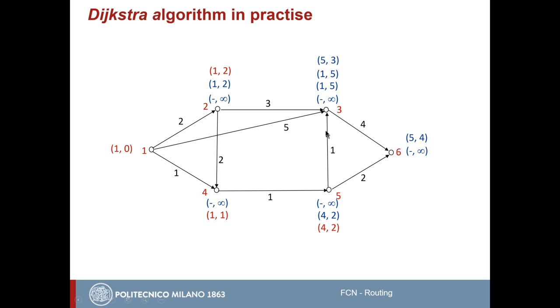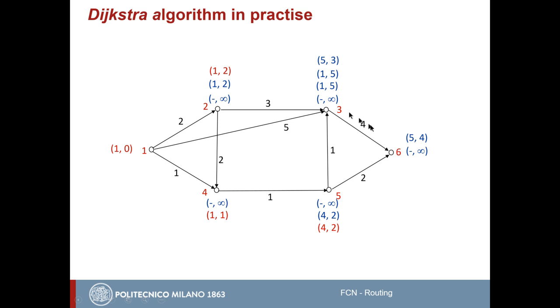Now at this point, node 3 and node 6 become neighbors of the set P, and node 3 can be updated considering the distance of node 5. The distance of node 5 is now 2, plus 1 is equal to 3, which is less than 5. So we can update the distance of node 3. And also in node 6, now we have a direct connection with node 5, and so the distance is 2 plus 2 equal to 4.